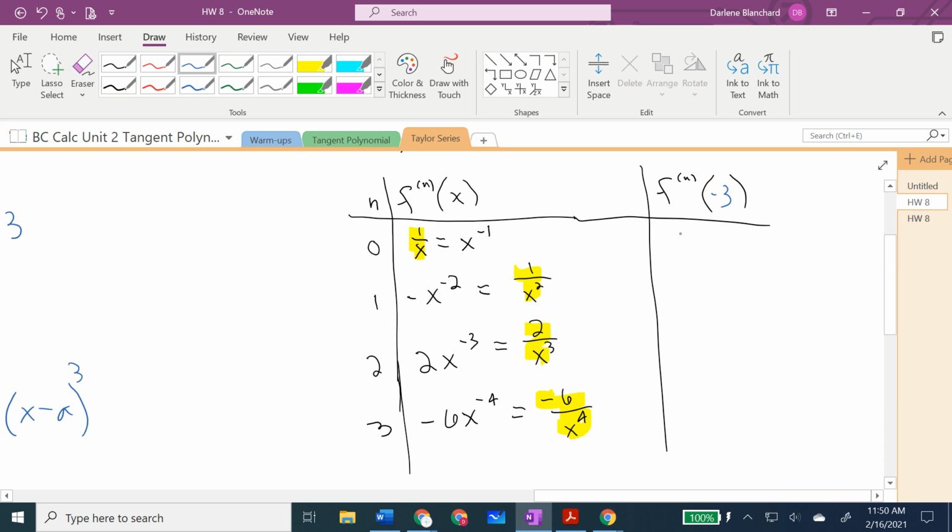For 1 over x, that's going to be negative 1/3. And I just realized I didn't write correctly. There we go. Forgot my negative. That negative is that negative, and then the negative exponent. So I have negative 1 over, if I'm squaring negative 3, I get positive 9.